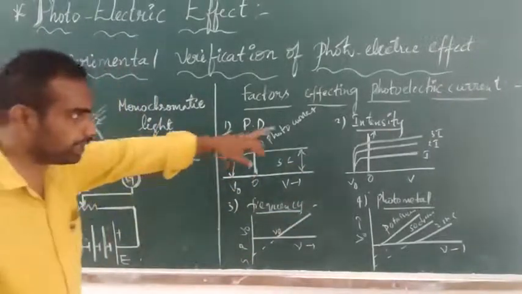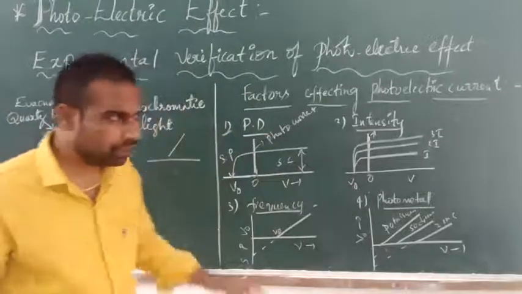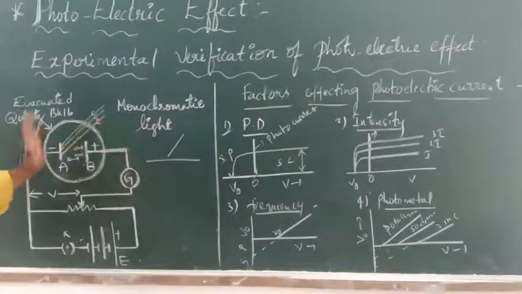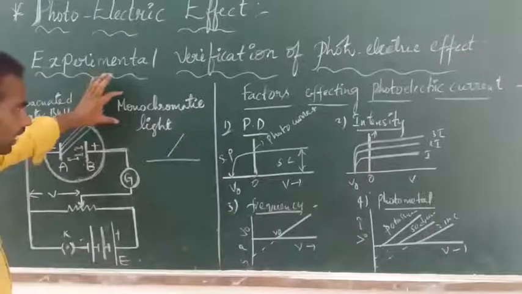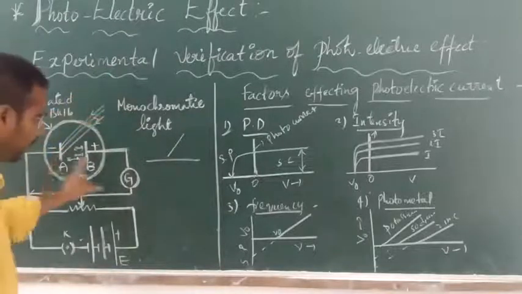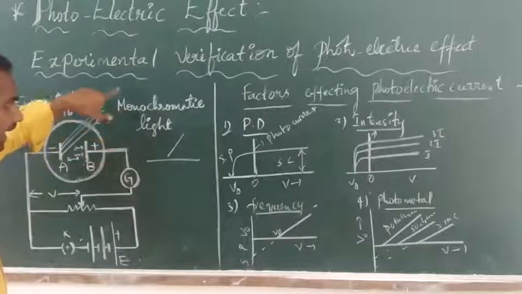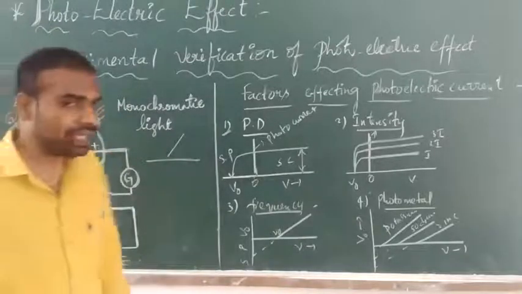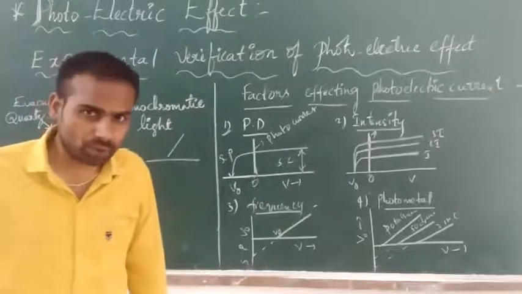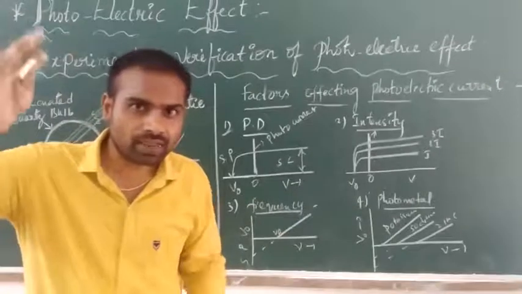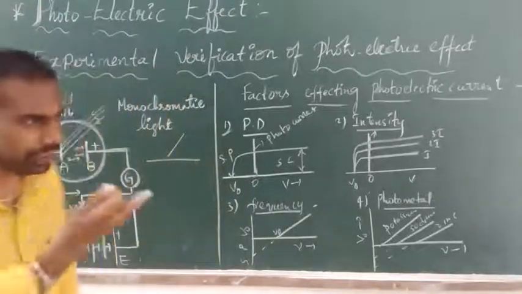Second one, intensity. Whatever light we are calling monochromatic light, whatever light we are incident on plate A, the photocurrent coming from plate A will depend upon the intensity of the monochromatic light. If the intensity is high, the photocurrent is also high. Okay, we will see that.